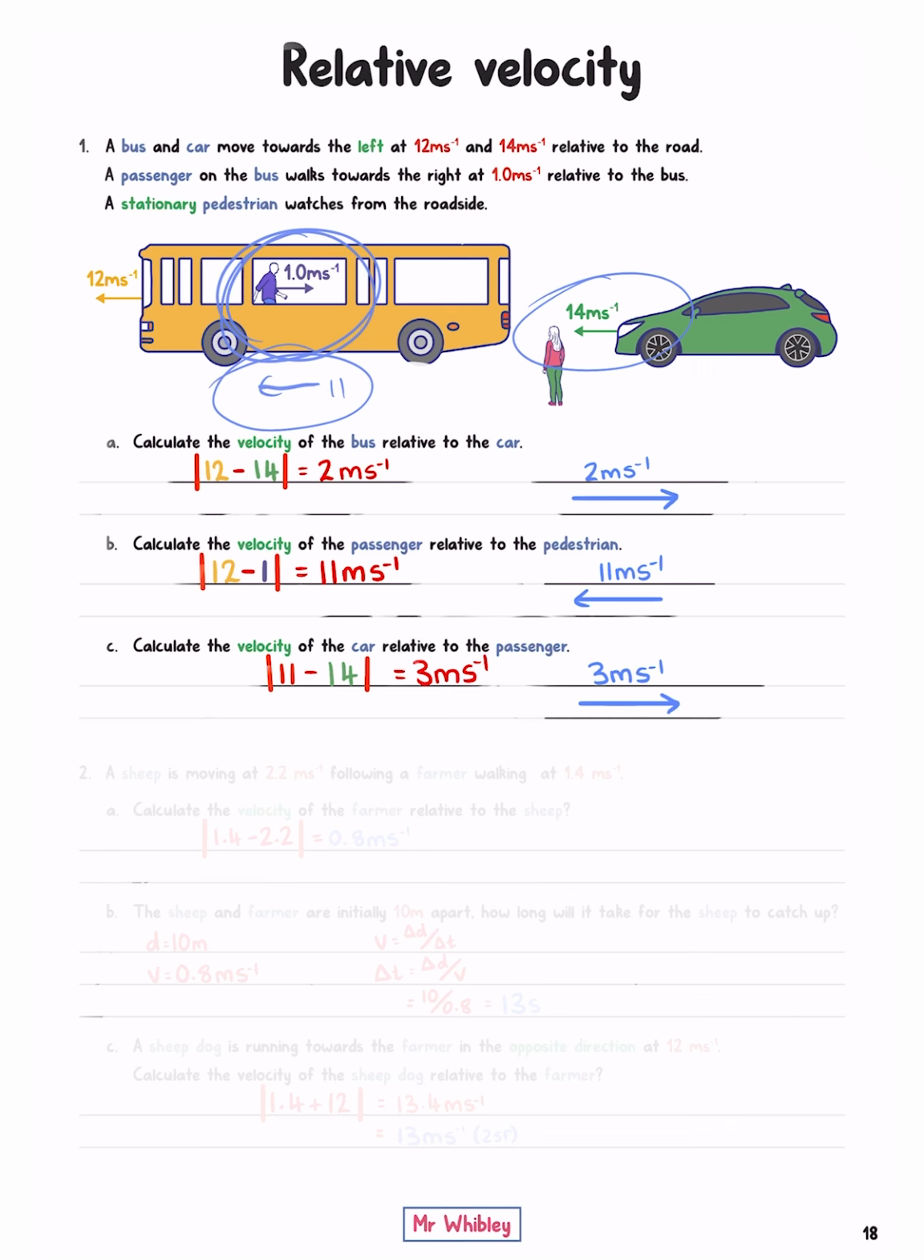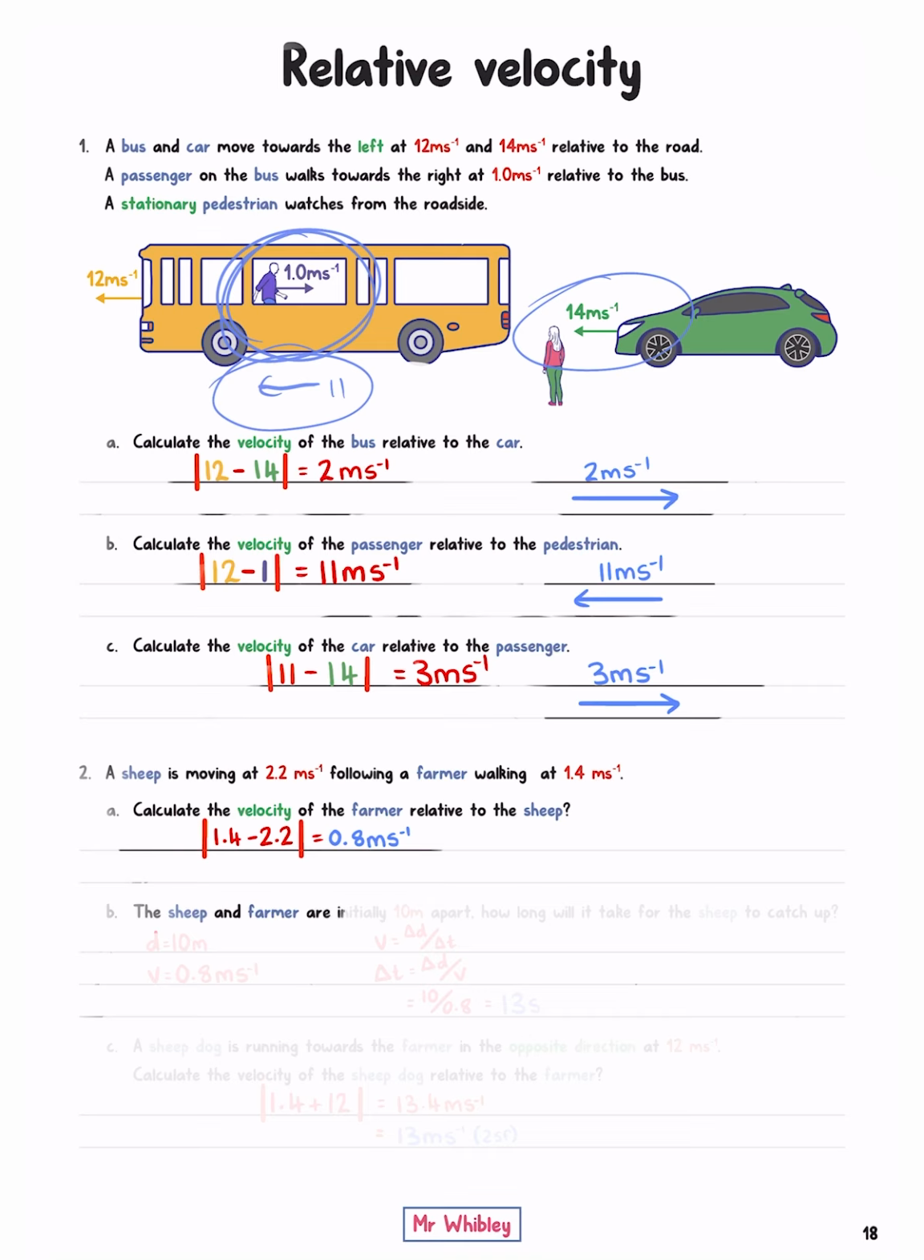Question 2. A sheep is moving at 2.2 meters per second, following a farmer walking at 1.4 meters per second. Calculate the velocity of the farmer relative to the sheep. Their velocities are in the same direction, and so we find the difference between them, which gives me 0.8 meters per second. The sheep and farmer are initially 10 meters apart. How long will it take for the sheep to catch up?